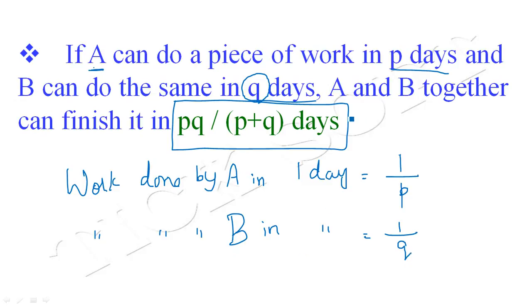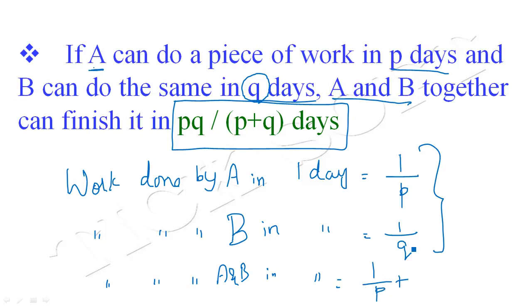Now, what we have to do? We have to find out work done by both A and B. So, now work done by both A and B in 1 day will be equal to what? If we want to find the work done by A and B in 1 day, then we have to add these two values. That is, work done by A in 1 day plus work done by B in 1 day. So, 1 by p plus 1 by q will be equal to what? This will be equal to p plus q divided by pq, because if we take the LCM of p and q, then we will get p into q as the denominator. And now we have to multiply this 1 by q, so we get this p, and 1 into p, so we get p plus q by pq as the 1 day work of A and B.